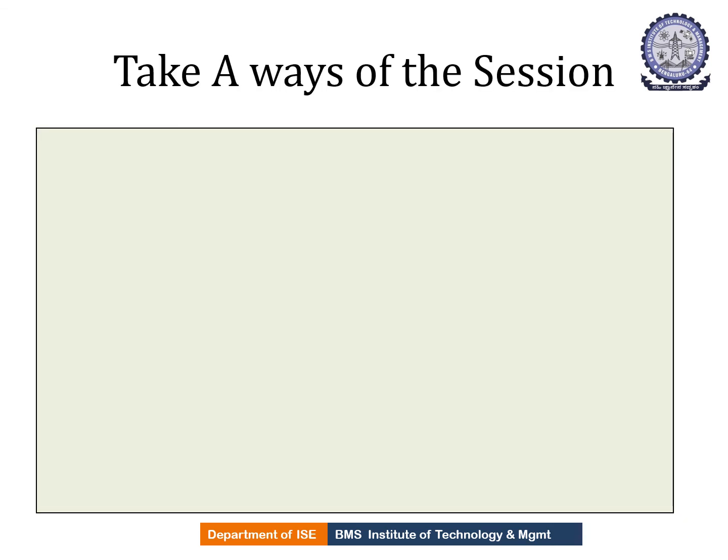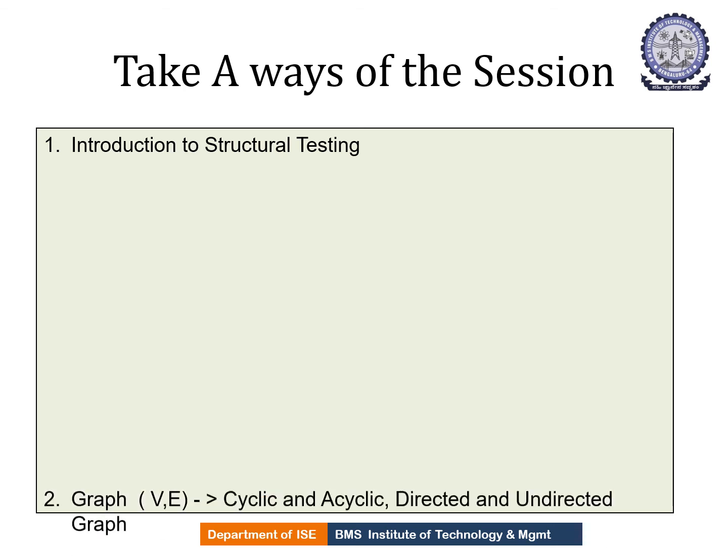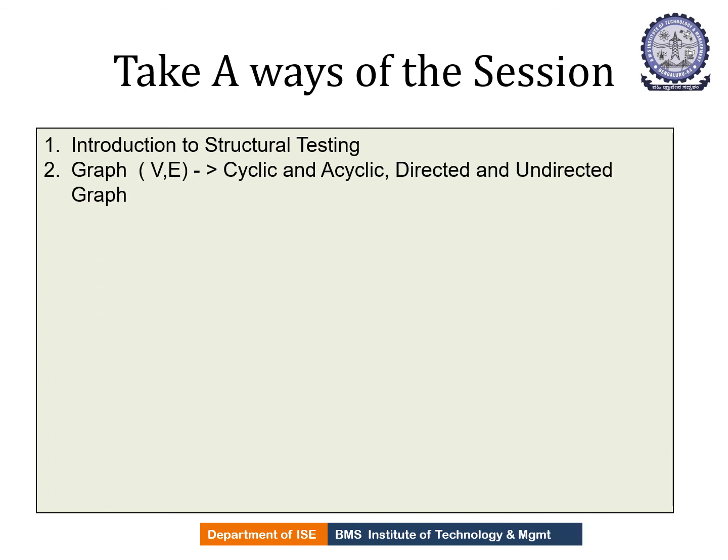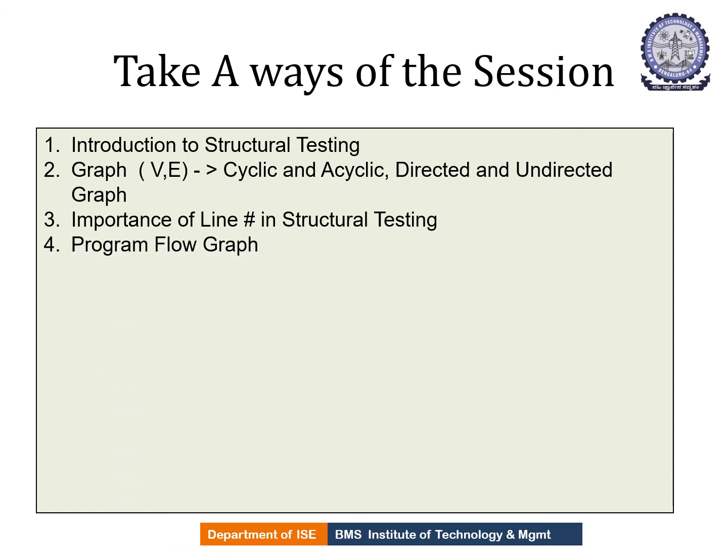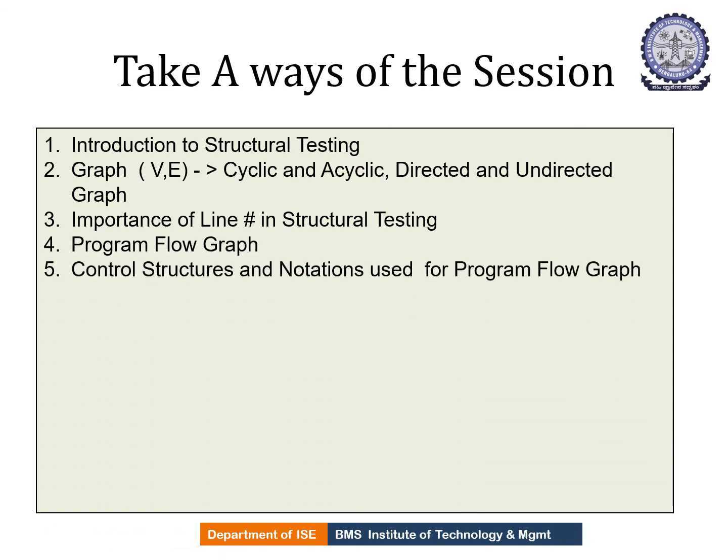Some of the takeaways of the session are: we have seen the introduction to structural testing. Predominantly we have seen what a graph is. A graph is a collection of vertices and edges, or nodes and edges. The graph can be cyclic or acyclic, directed or undirected. Line numbers are very important in doing structural testing. And we have seen the program flow graph, the control structures and notations used for it.